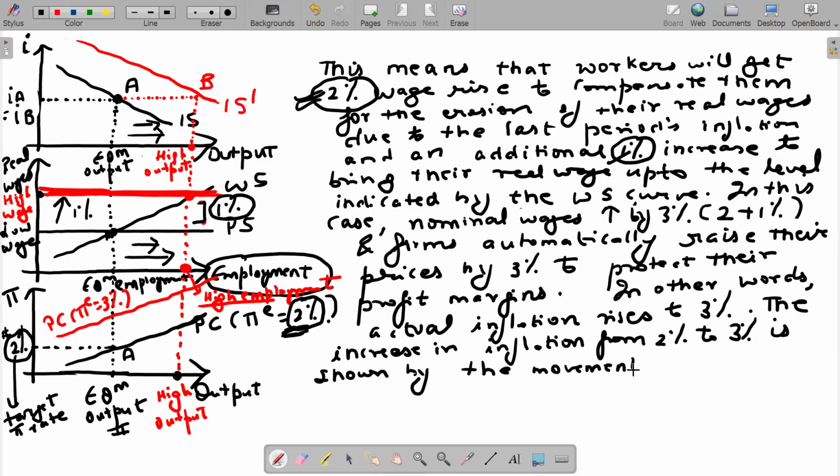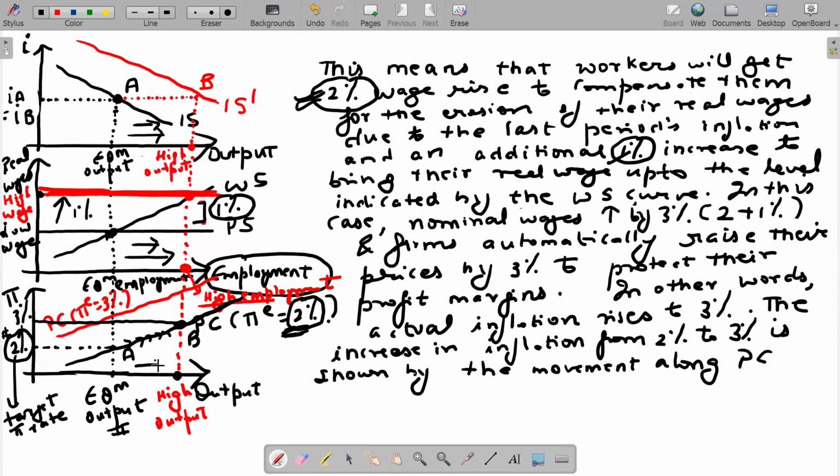First of all, there's going to be a movement along the Phillips curve. Let's say this is 3%, it's going to be this point B. You're moving from point A to point B, and this is 3%. So first of all, there is a movement along the Phillips curve.